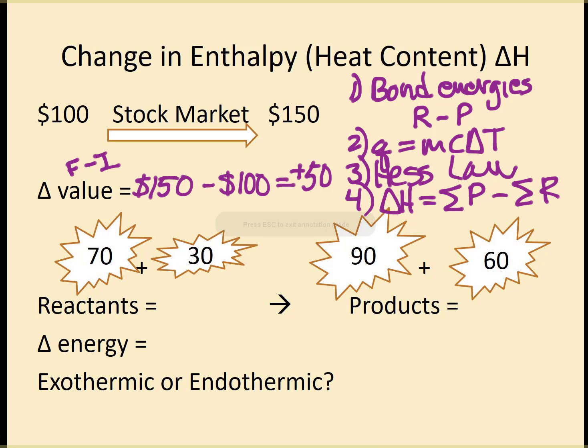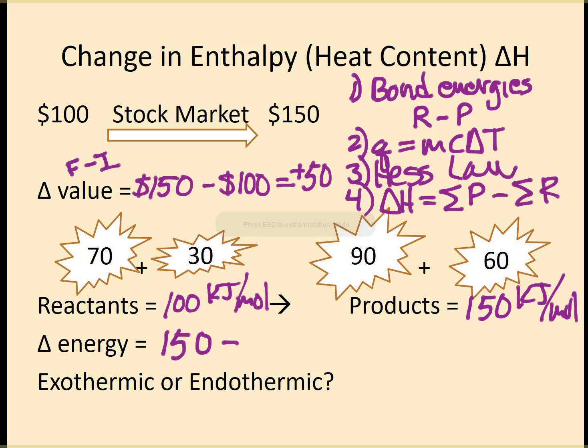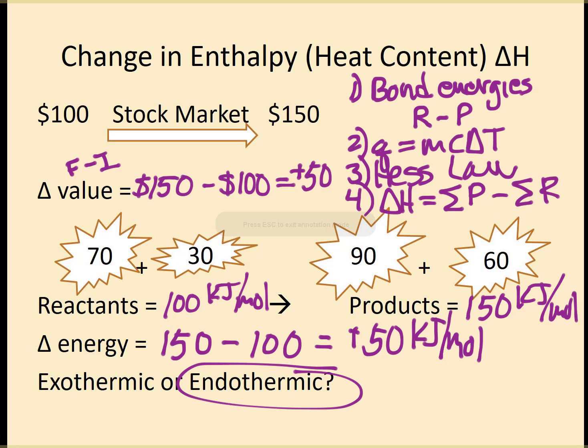We can apply this to chemistry. Let's say my reactants in the bonds total 100 kilojoules per mole. And then let's look at our products, and let's say they are 150 kilojoules per mole. Well, what is the change in energy? So I'm going to do final minus initial, and I get a positive 50 kilojoules per mole. This is an endothermic reaction. If I were to sketch this out, I would see that my products are at a higher energy than my reactants. So I've actually gained energy here, with the difference being 50 kilojoules per mole.